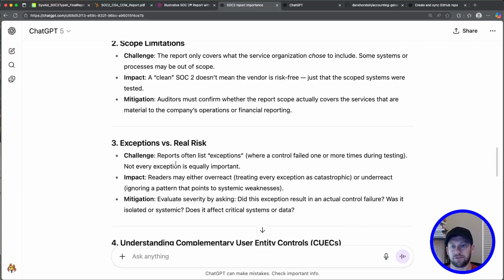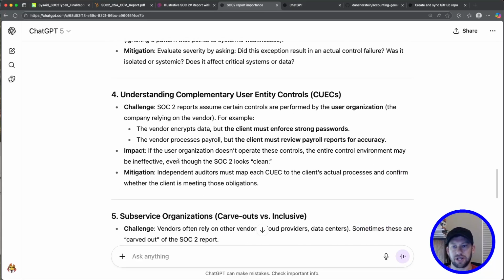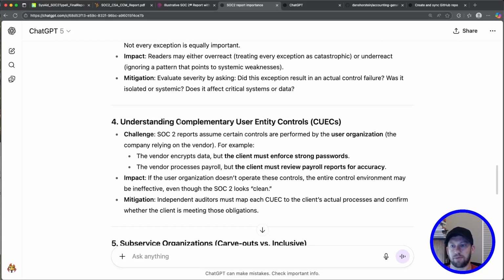And then exceptions versus real risk. So understanding when there are exceptions, is that actually a risk? How big of a risk is it? Again, interpreting that can be challenging. And then understanding the complementary user entity controls. Yeah, that's the term I was looking for.